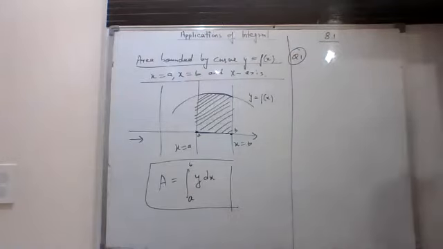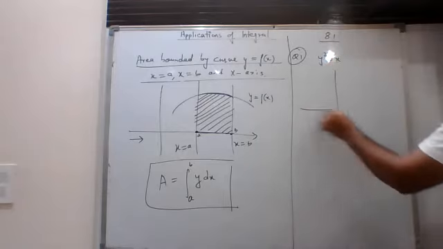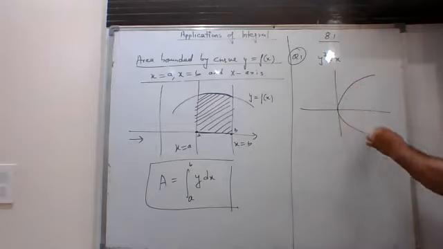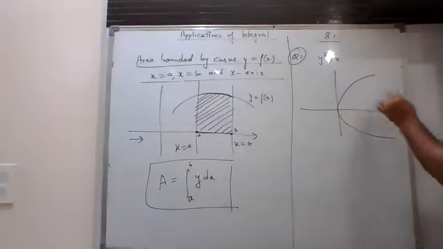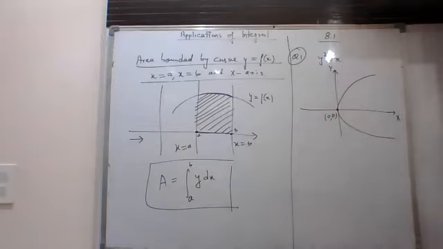Find the area bounded by the curve y square is equal to x. So you know that it's a parabola. Since it is y square, it will be symmetrical about the x-axis. So this is how you can draw it. This is your origin, (0, 0).